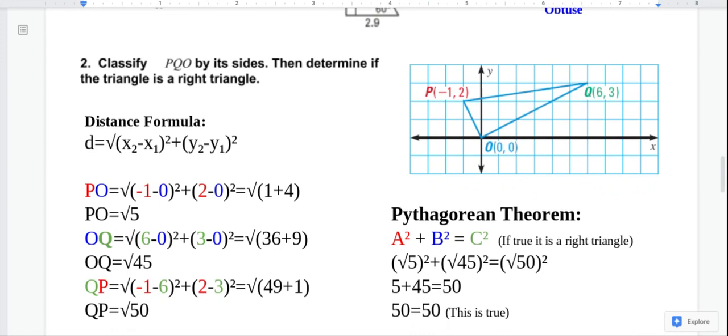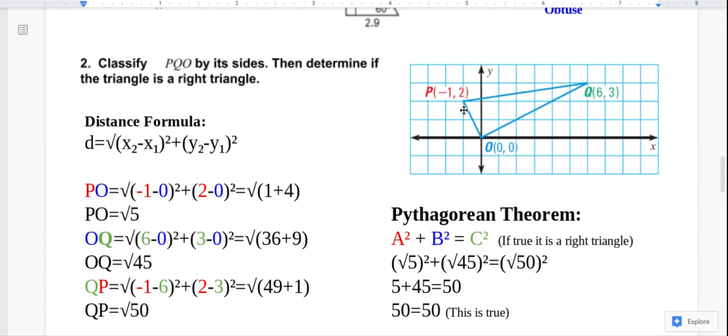Then our final side is QP. Plug in our x's, -1 and 6. So -1 minus 6 gives us -7. Square -7, that gives you 49. Then plug in our y's, 2 minus 3. 2 minus 3 is -1. Square -1, that gives you 1. So we have 49 plus 1. So the length of QP is the square root of 50.